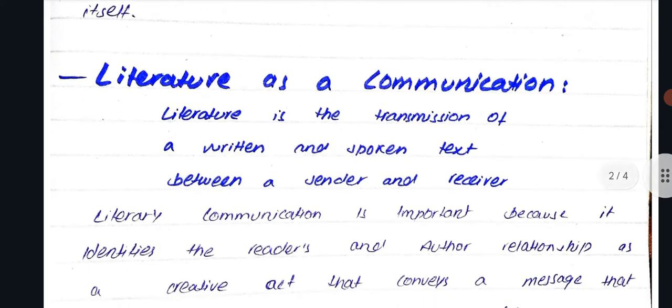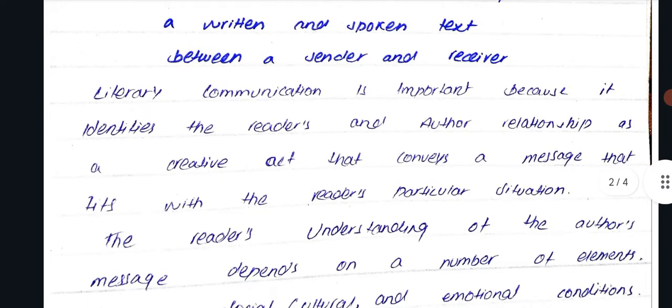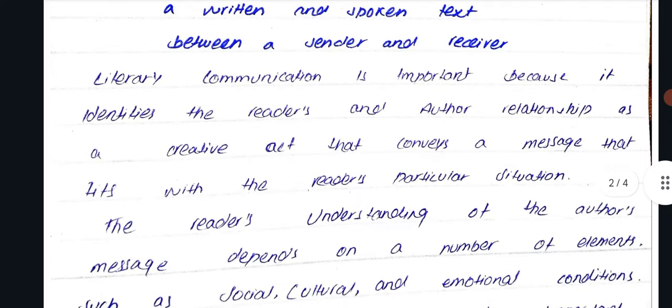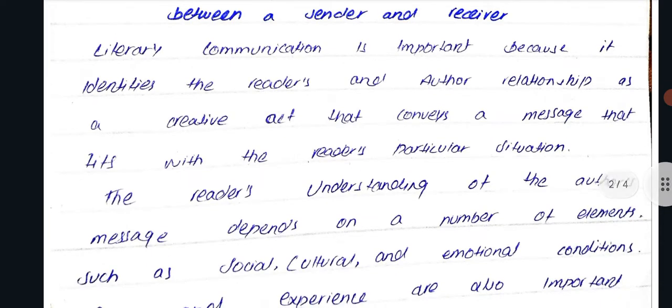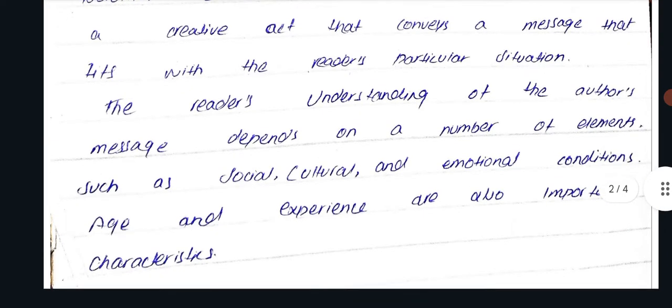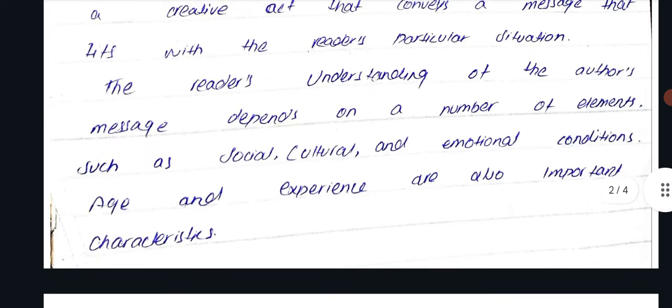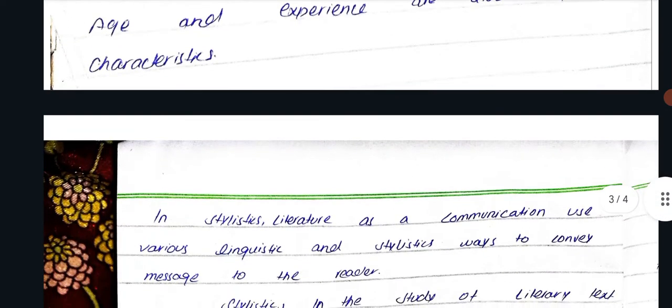Literature as a communication. Literature is a transmission of written and spoken text between a sender and a receiver. Literary communication is important because it identifies the reader and author relationship as a creative act that conveys a message that fits with the reader's particular situation. The reader's understanding of the author's message depends on a number of elements such as social, cultural, and emotional condition; age and experience are also important characteristics.